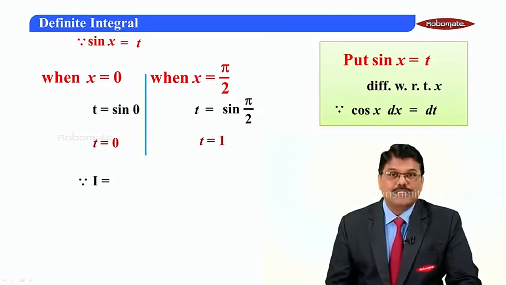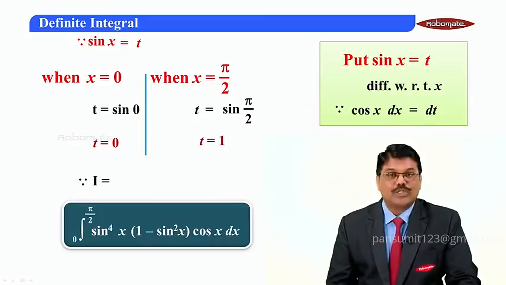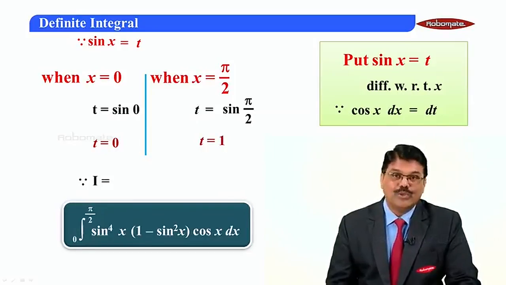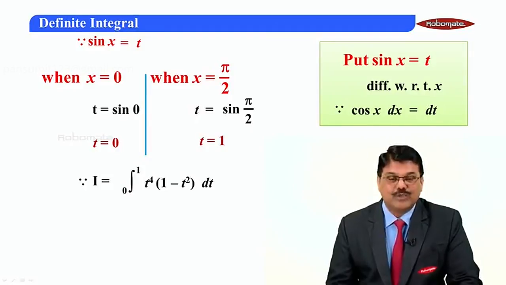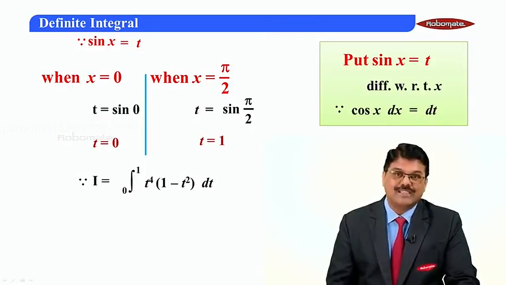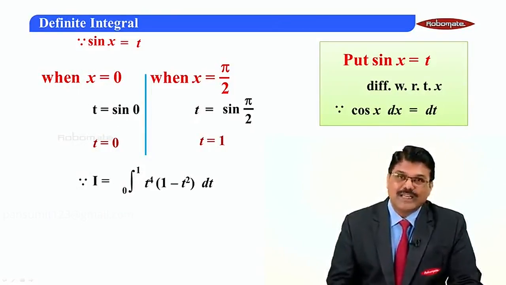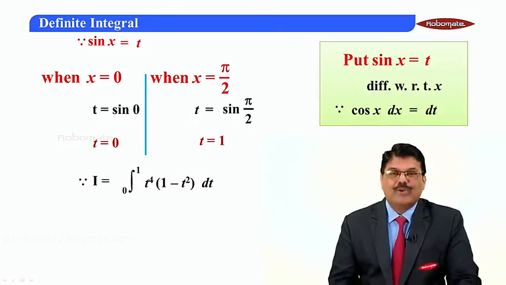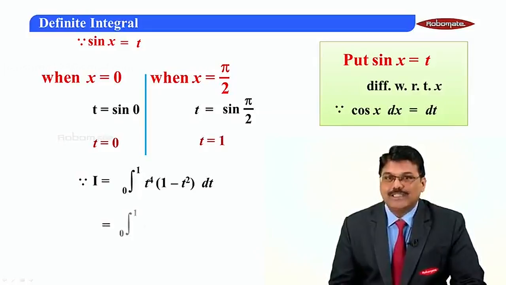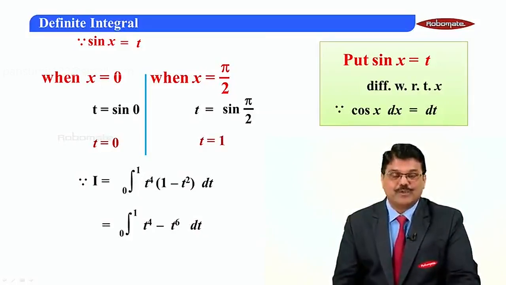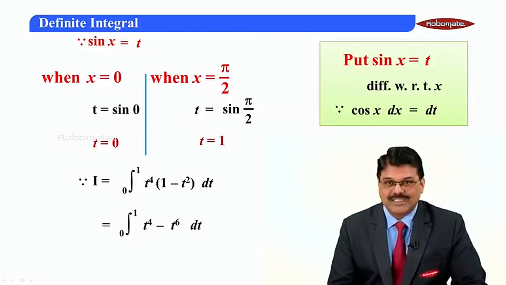So, your original integral I goes from 0 to pi by 2. Now, it goes from 0 to 1. And instead of sin x, we will write t. So, it becomes t raised to 4 bracket 1 minus t square. And instead of cos x dx, we will write dt. Now, look at that. Problem is now very easy. Let us multiply by this t raised to 4 inside the bracket. It becomes t raised to 4 minus t raised to 6.